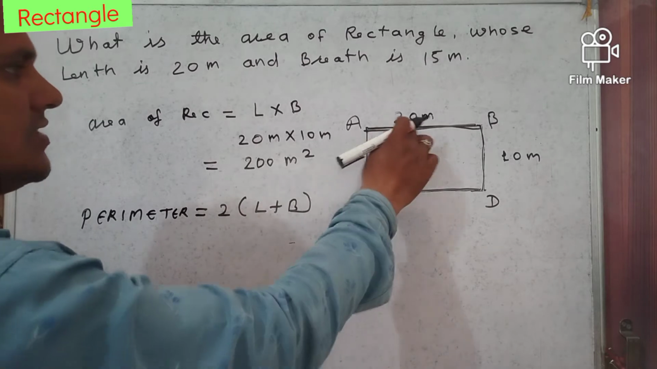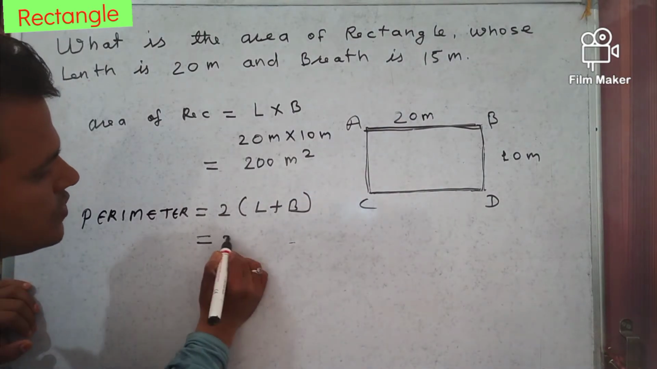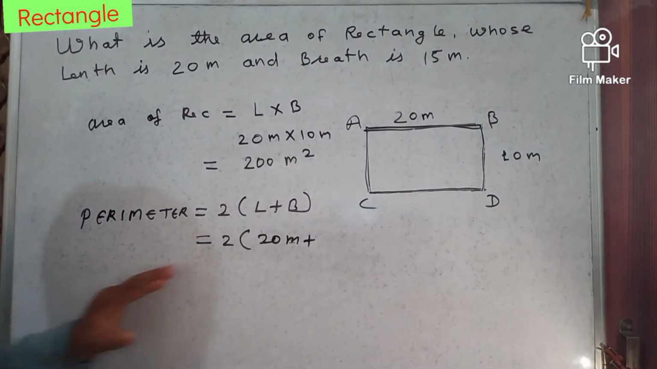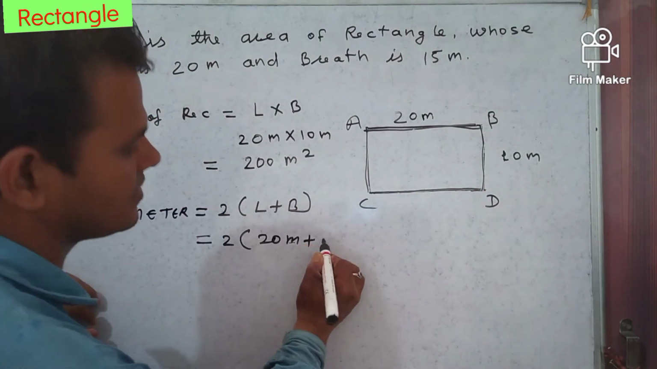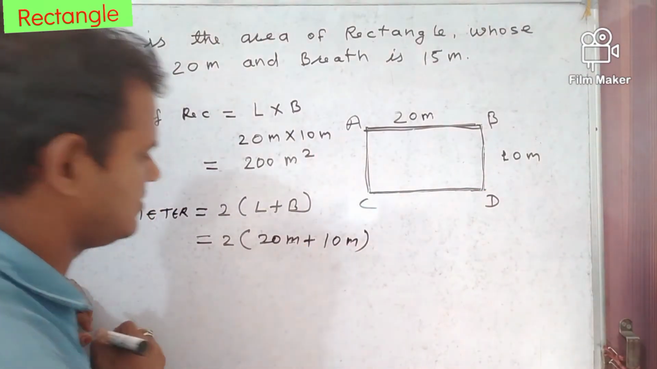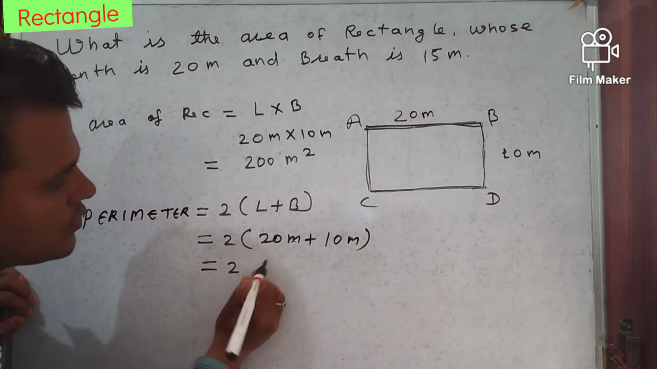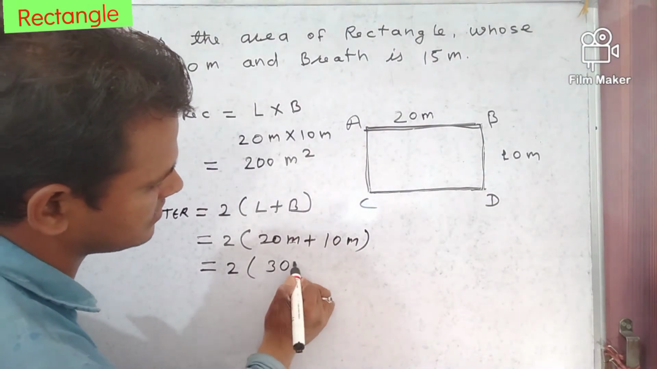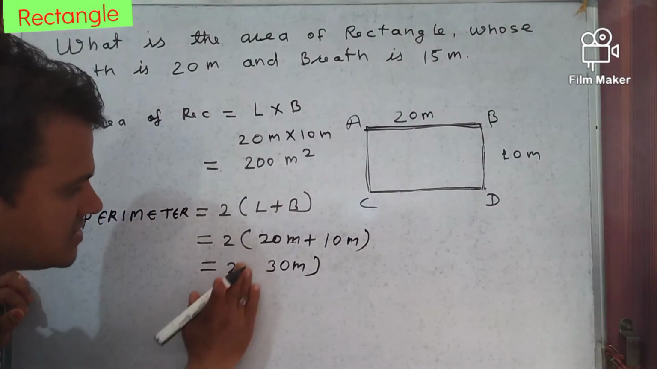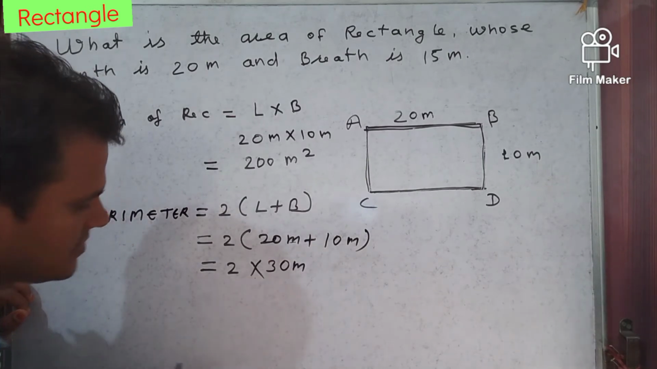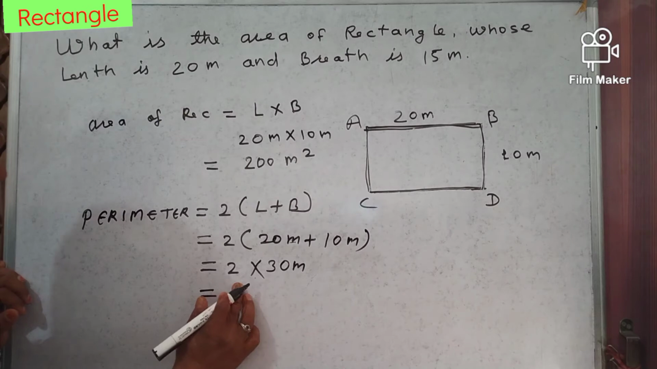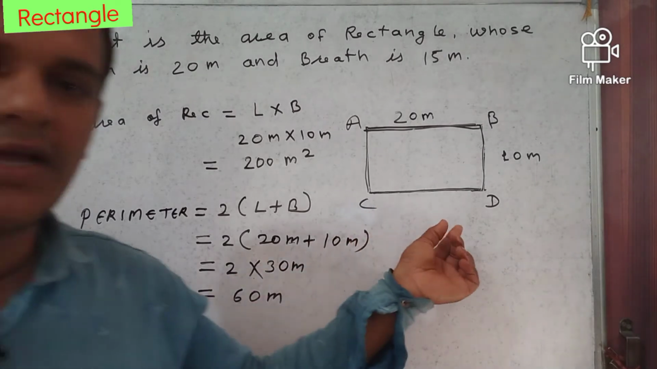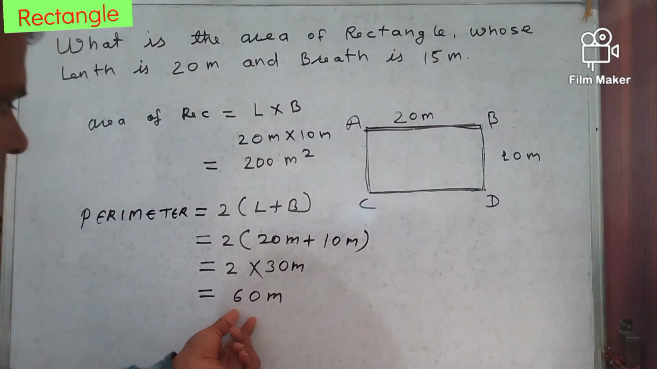What is length? Length is 20 meters. So 2 into 20 meters plus, what is breadth? Breadth is 10 meters. Now 20 plus 10 will be 30 meters. So see here, this is just a multiplication, right? So 30 into 2 will be 60 meters. So the perimeter of this rectangle is 60 meters.